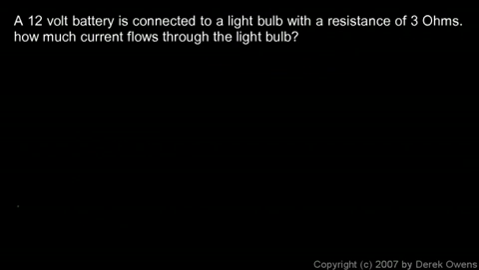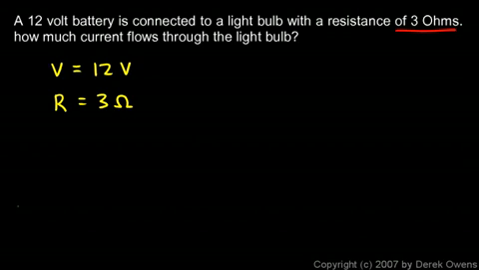Here's the first one. A 12-volt battery is connected to a light bulb with a resistance of 3 ohms. How much current flows through the light bulb? Well, the 12 volts, that's the voltage, so I'm going to write V equals 12 volts. And it's connected to a light bulb with a resistance of 3 ohms, so that's the resistance, R equals 3 ohms. You see the symbol omega is the symbol for the unit of resistance, the ohms.